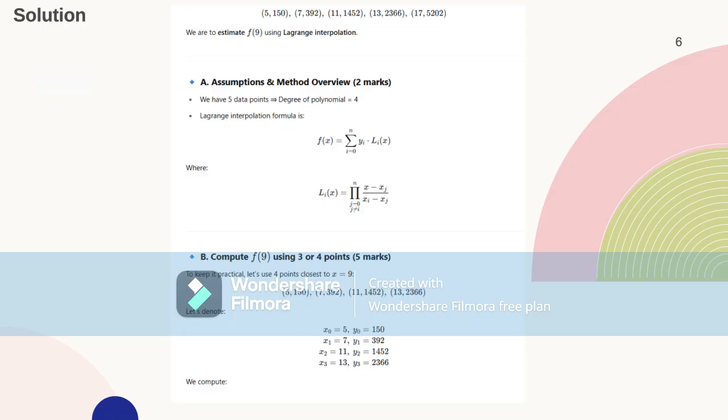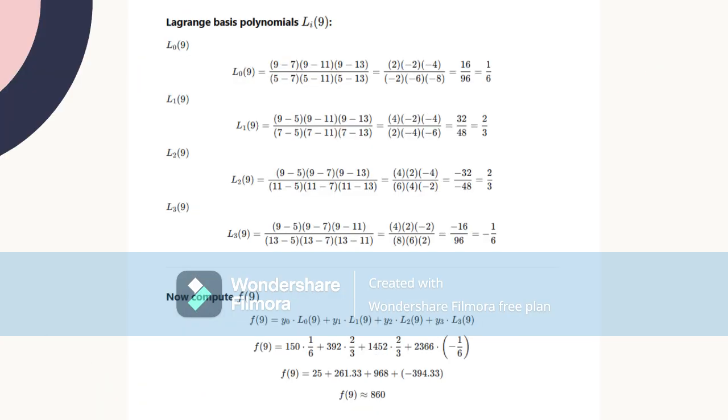Let's note x0 is equal to 5, y0 is equal to 150, x1 is equal to 7, y1 is equal to 392, x2 is equal to 11, y2 is equal to 1452, x3 is equal to 13, y3 is equal to 2366. We compute Lagrange basis polynomials L0, L1, L2, L3. L0 of 9 is equal to 1 by 6, L1 of 9 is equal to 2 by 3, L2 of 9 is equal to 2 by 3, L3 of 9 is equal to 1 by 6.